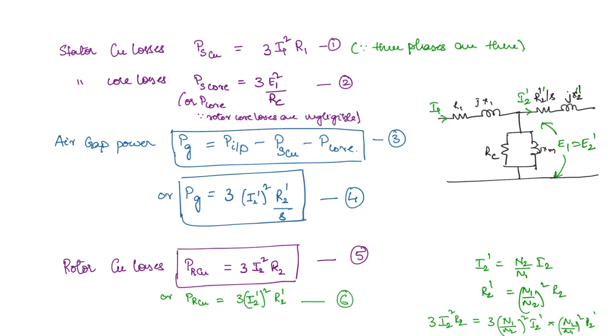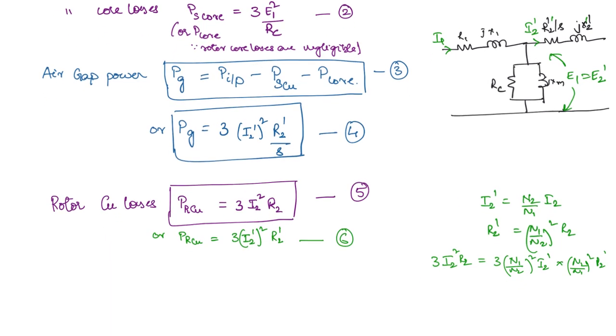Now you can also represent the rotor copper losses in terms of the air gap power. If you see equation 4 and equation 6, what is the only extra term present in PG? This S term. 3 I2 dash square R2 dash is nothing but the rotor copper losses. So you can write from equation 4 and 6.